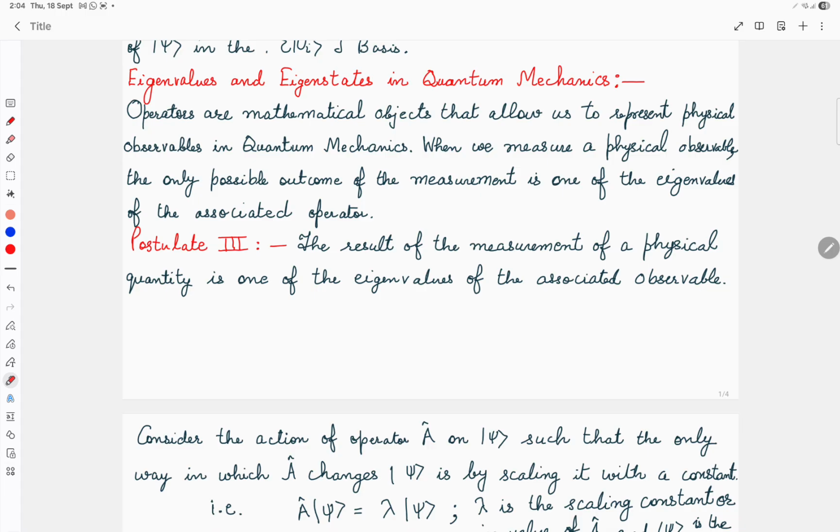Even then, in postulates 4 and 5, the measurement will be probabilistic. It is not exactly telling us which eigenvalue it will take after measurement. It will give us the probability distribution with which the quantum state will collapse to a particular quantum state. We will see this once we come to postulates 4 and 5, and we will discuss it then.